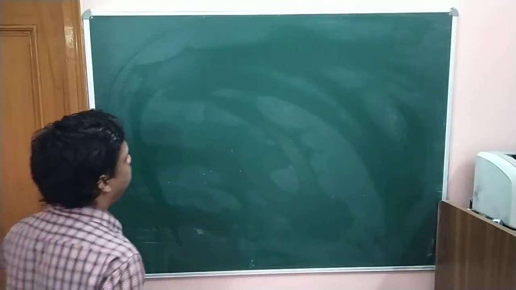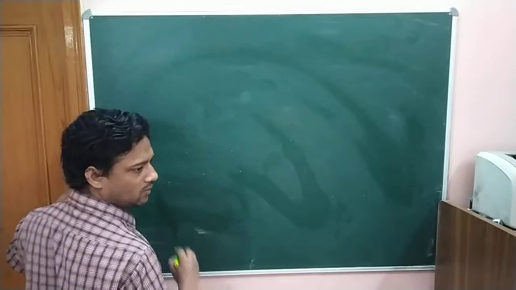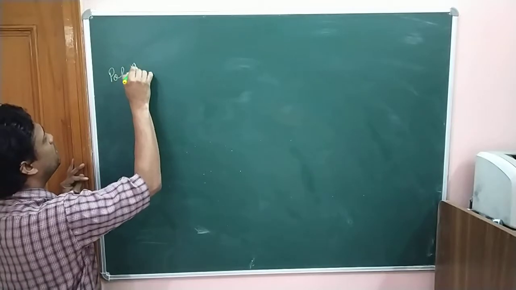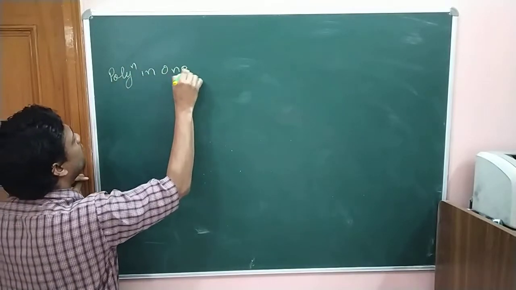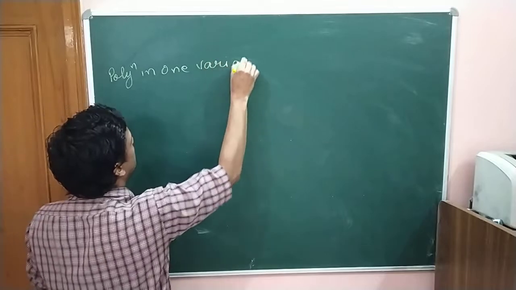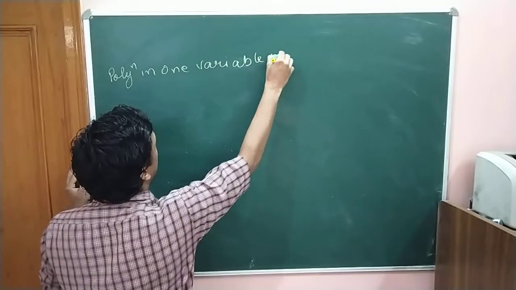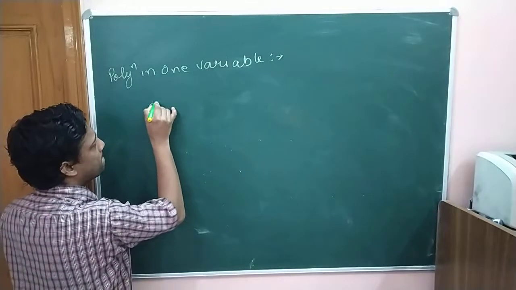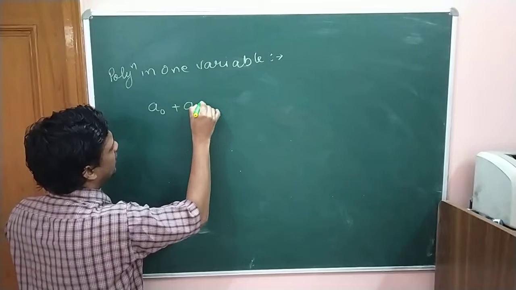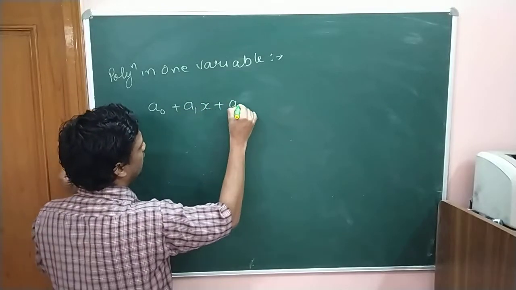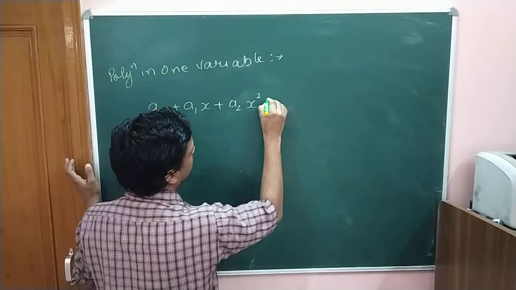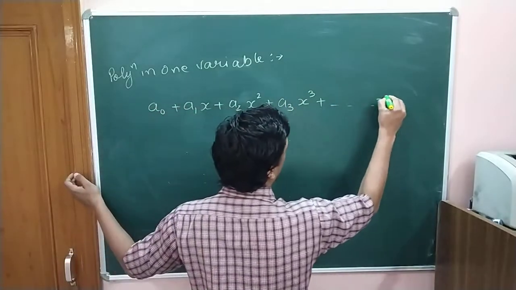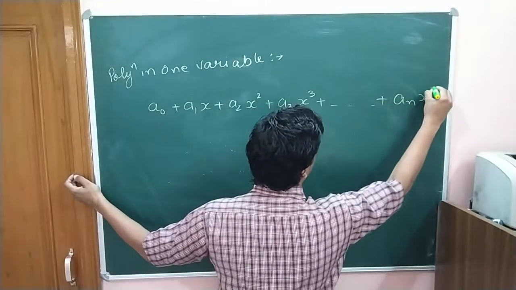Now, a polynomial in one variable. What is the standard form? What is the form of a polynomial in one variable? See, a0 + a1x + a2x^2 + a3x^3 and so on up to an x^n.